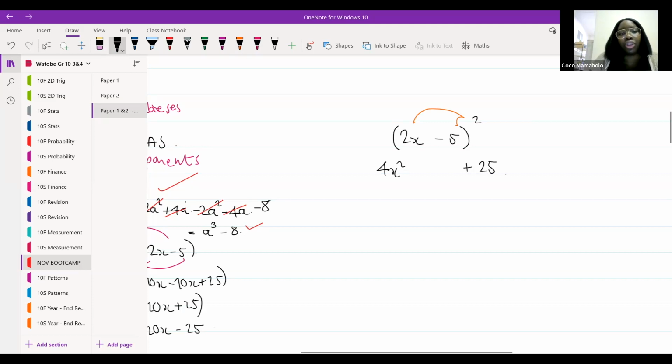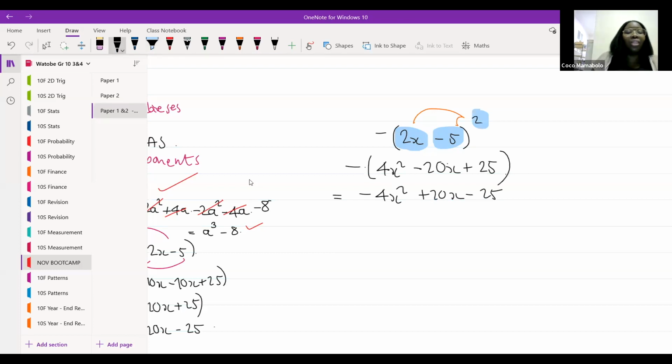And then to get the middle term, I'm going to take 2x times negative 5, which will give us negative 10x times 2, which will give us negative 20x. And all of this is still to a minus on the outside. All right, that should give us negative 4x squared plus 20x minus 25. So because there's a shortcut, they're not going to give you all the marks if you go the long way around, because the shortcut is something that's taught in grade 9.